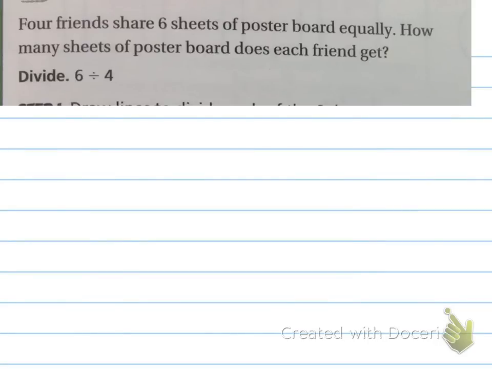All right, 4 friends share 6 sheets of poster board equally. How many sheets of poster board does each friend get? So we know we have 4 friends that are going to share these, and they have 6 sheets of paper. So our equation is 6 divided by 4. Again, I can take a look at these numbers and create a diagram or a drawing to represent that equation.